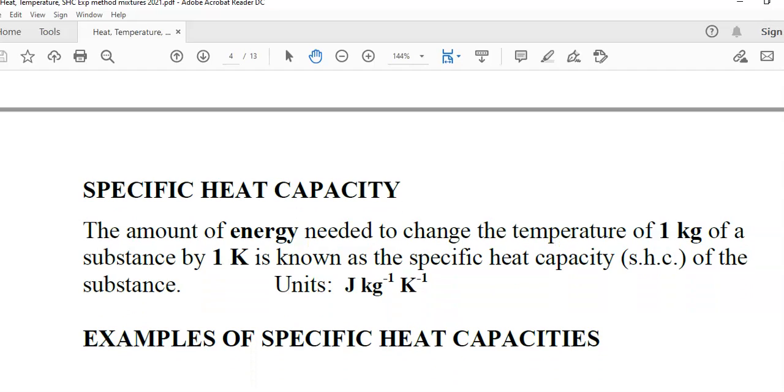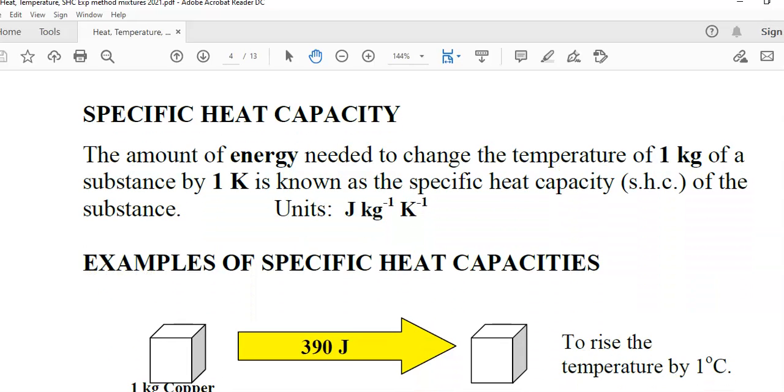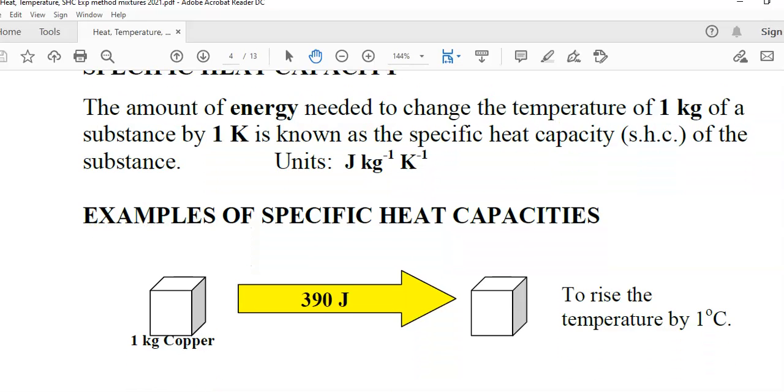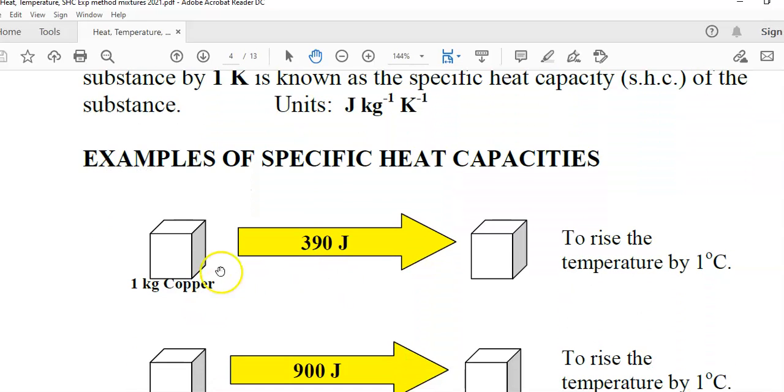Now, central to our understanding of heat and temperature, of course, is the definition of specific heat capacity. Specific heat capacity is a measure of how much energy a substance can actually absorb or soak up into itself. To give you an example, if you have 1 kilogram of copper and you want to raise its temperature by 1 degree Celsius or 1 Kelvin, you have to add 360 joules of energy to it. This number is known as the specific heat capacity of the copper.